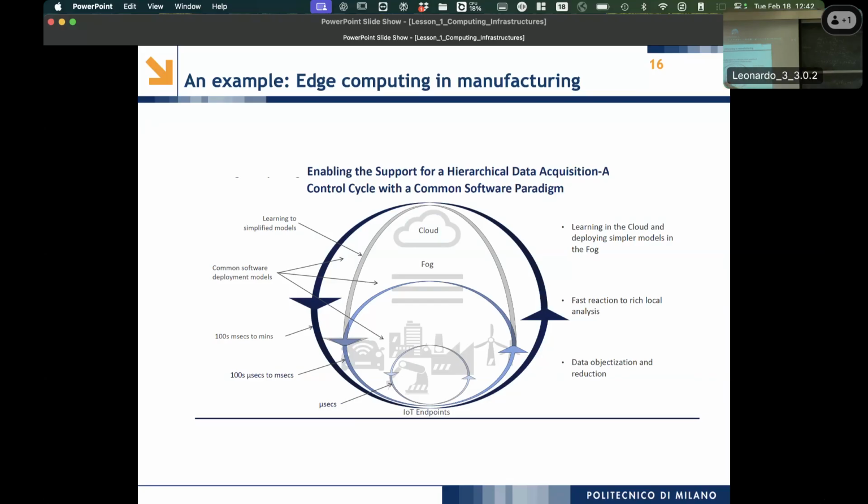Vice versa, if we can tolerate some delays up to 100 milliseconds, we can perform some processing also in the intermediate layers, right, without reaching the cloud. While vice versa, if we can really tolerate seconds to minutes, we can offload our computation to the cloud.